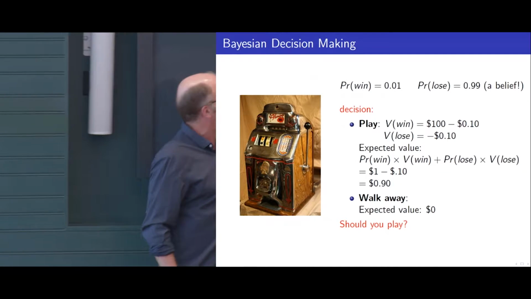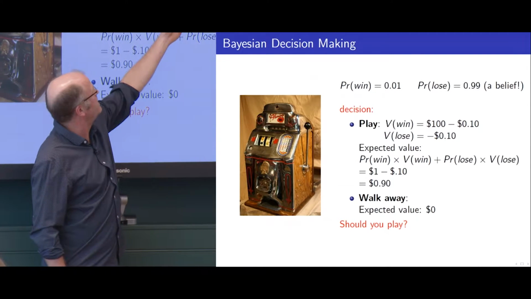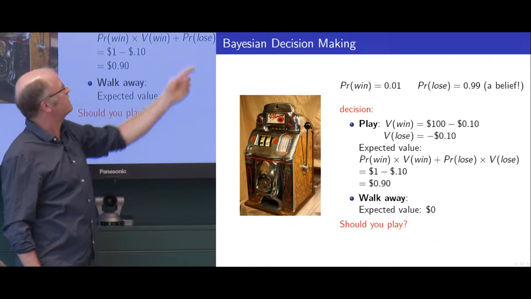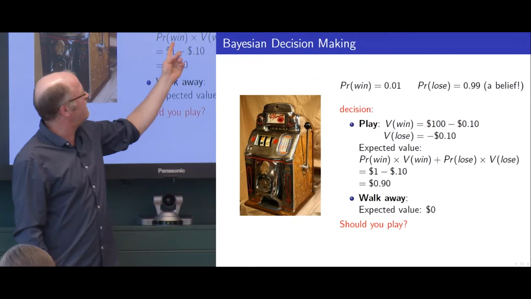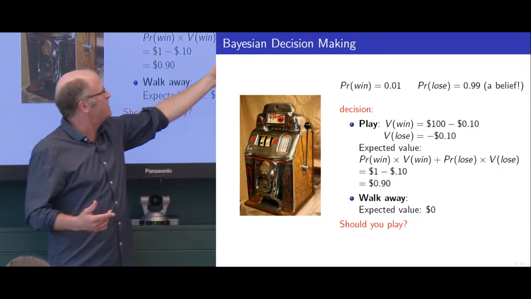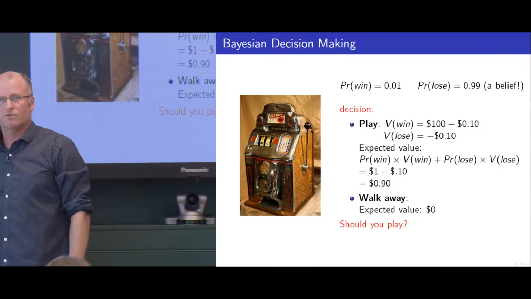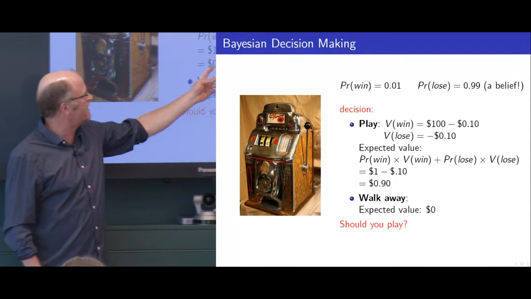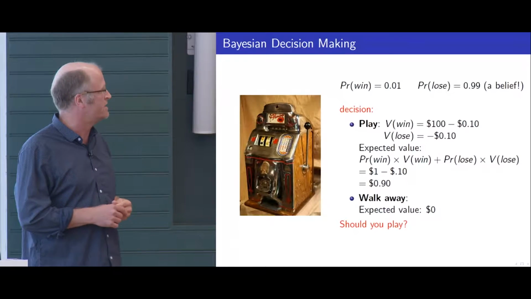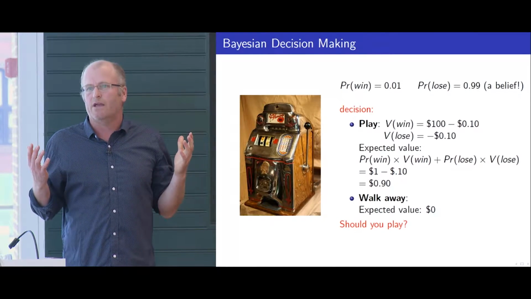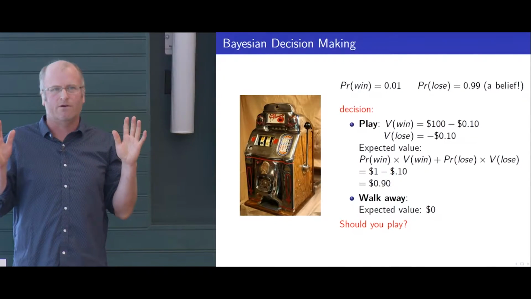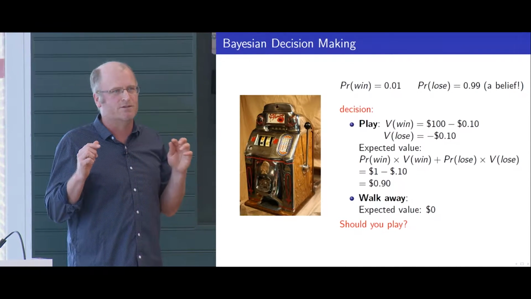If I play, then the value of winning will be, I'll win 100 minus the 10 cents I had to put in. And if I lose, I'll just lose the 10 cents. My expected value is then the probability of winning multiplied by the value of winning, plus the probability of losing multiplied by the value of losing. Okay? So if you do that calculation, you get 90 cents. So the value of playing this slot machine is 90 cents. The value of walking away is 0. I don't spend anything. I don't win anything. Okay, so should I play or not, from a Bayesian decision maker's perspective?